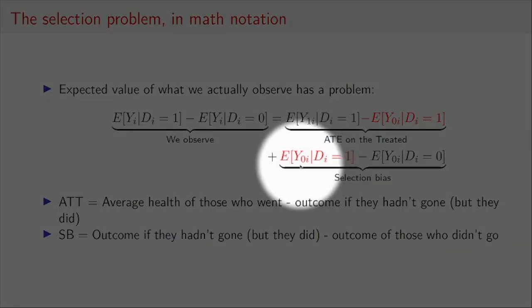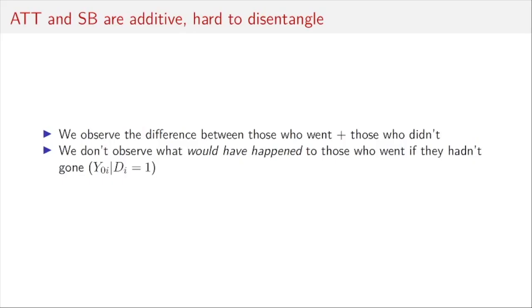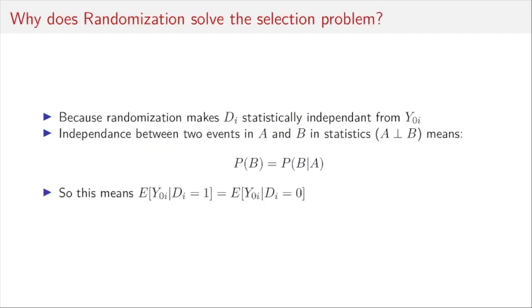Because their y0i would have been different. So now we understand the problem. What we observe is the difference between those who went to the hospital and those who didn't go. But that embeds in it the average treatment on the treated and the selection bias, and those are hard to disentangle. We cannot disentangle them because we don't observe what would have happened to those who went to the hospital if they hadn't gone. So why does randomization actually solve that selection problem?